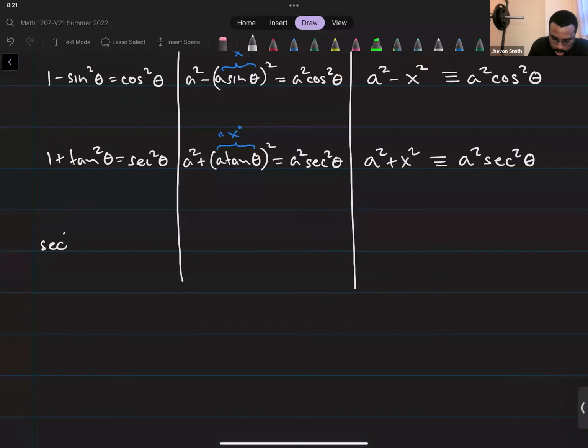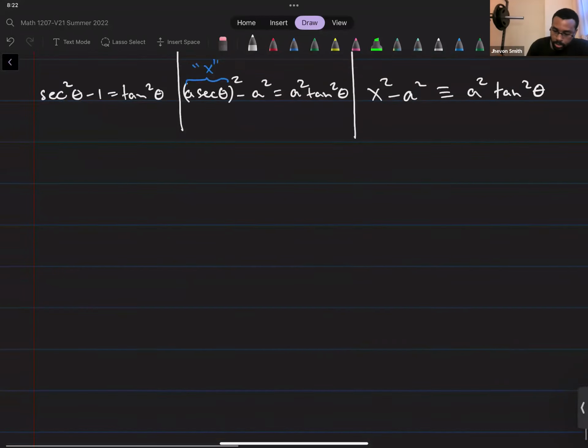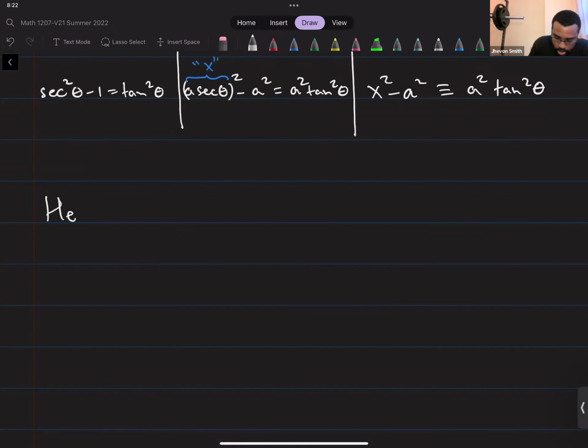I also know that secant squared minus 1 equals tangent squared, which means that a squared secant squared theta minus a squared is equal to a squared tangent squared. But that also implies that if I were to let this guy be an x, that tells me an expression like x squared minus a squared can be thought of as equivalent to some tangent function. Okay. So here's how trig sub works.